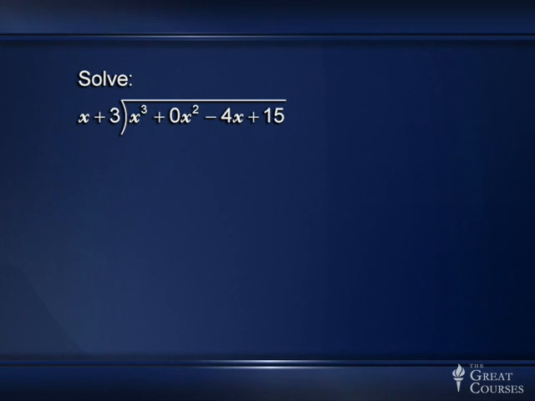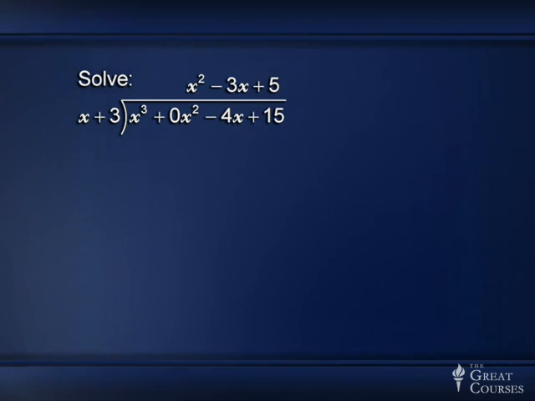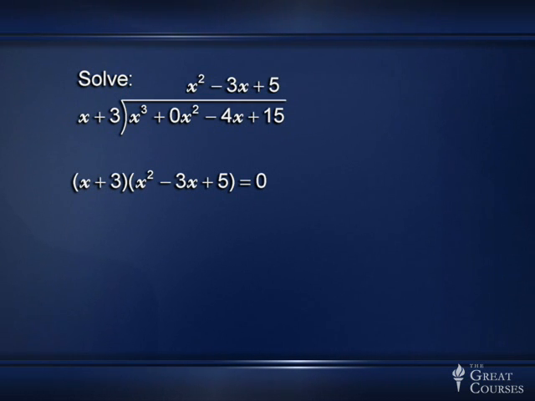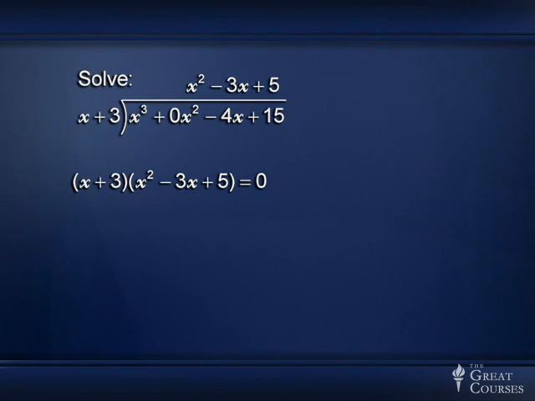And secondly, what you should have gotten was x squared minus 3x plus 5 as the final answer of that long division. And that means that I can rewrite my equation as x plus 3 times x squared minus 3x plus 5 equals 0. Now you might say to me, well, how do you get that? Well, the long division actually does it for us. Now, let's see. Can we find the rest of the roots? That's what we were doing in the first place.